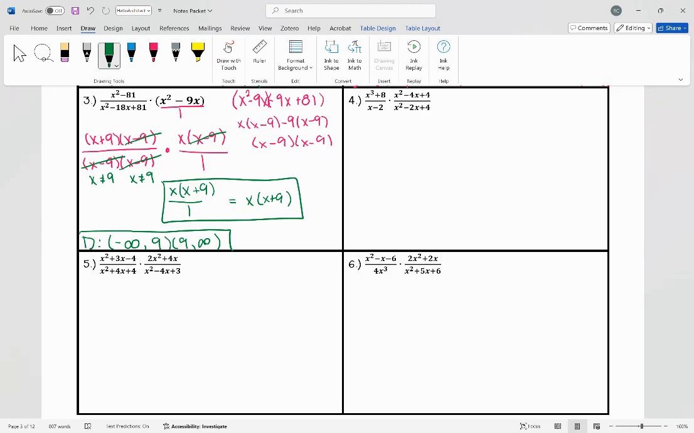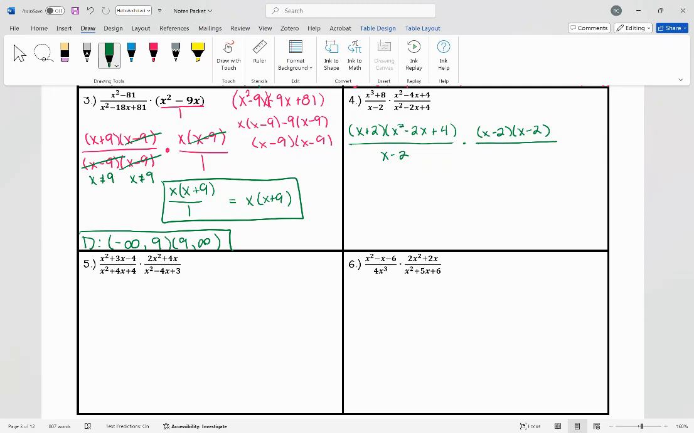All right, so number 4. Okay, top left, I'm going to use SOAP. So it's going to be x plus 2, x squared minus 2x plus 4. I can't do anything on the bottom left. The top right, I'm looking for factors of 4 that give me negative 4. So that's going to be negative 2 and negative 2. So it's going to be x minus 2, x minus 2.